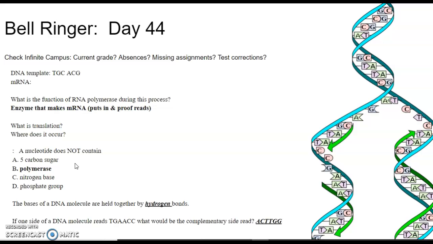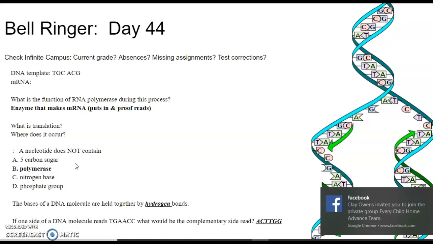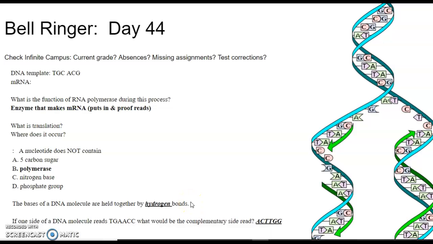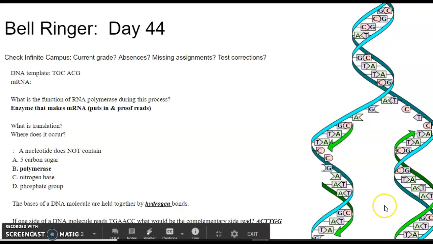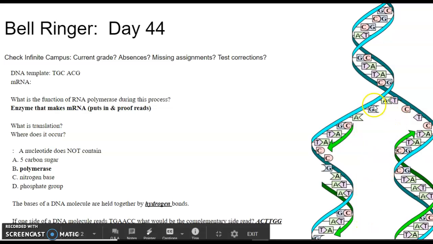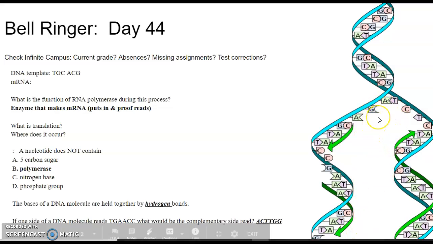The bases of the DNA molecule are held together by hydrogen bonds. And they need those weak hydrogen bonds so that you can come in and unzip. We have to be able to unzip that DNA molecule. So either DNA replication can happen or transcription to mRNA. Either one, the molecule has to be unzipped. So it has weak hydrogen bonds between the bases in the middle.